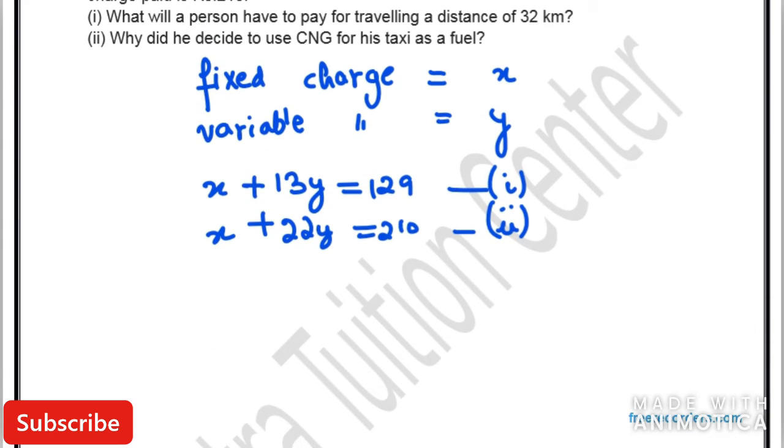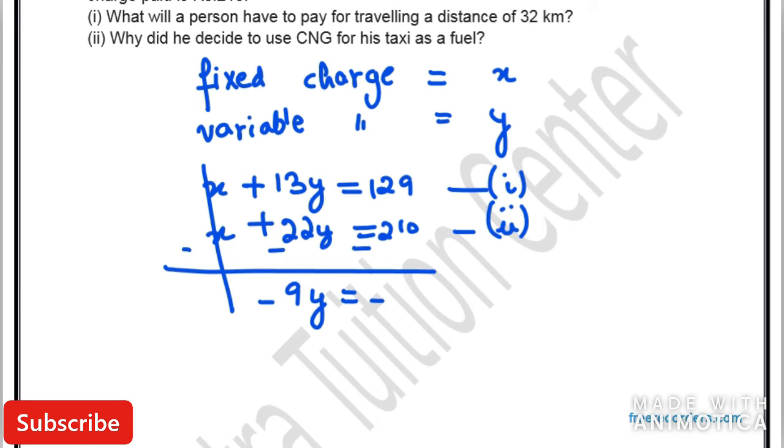Now we can simplify this by the elimination method. We have the same variable x in both, so x and x get cancelled out. So 22y take away 13y is 9y, equals 210 take away 129, which is 81. So y equals 81 over 9. So my y is 9, and let us find the x value now.